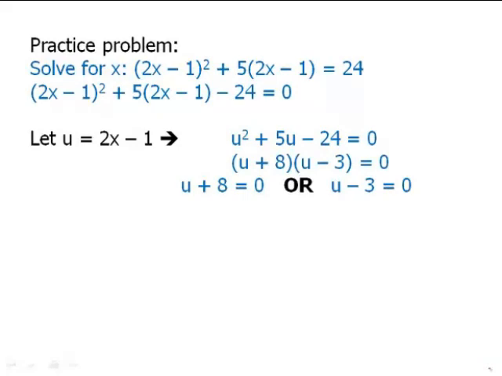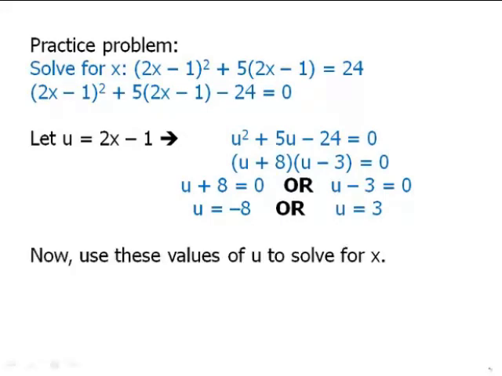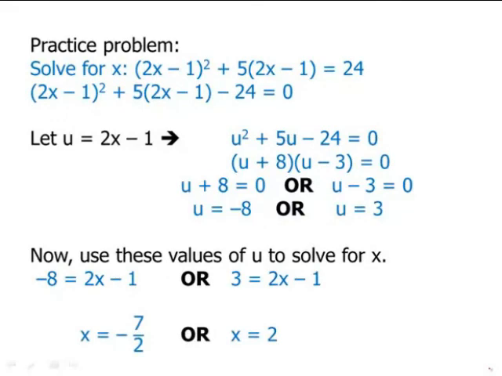All right, now we have to be very careful. Those are not the answers yet. Those are the values of u. Now what do we do with these values of u? Well, we're going to set everything that equals u equal to 2x minus 1. So we use these values of u to solve for x. So if u equals negative 8, that means negative 8 equals 2x minus 1. And similarly with the other one, solve each one of those for x, we get x equals negative 7 halves, or x equals 2. And those are the solutions.